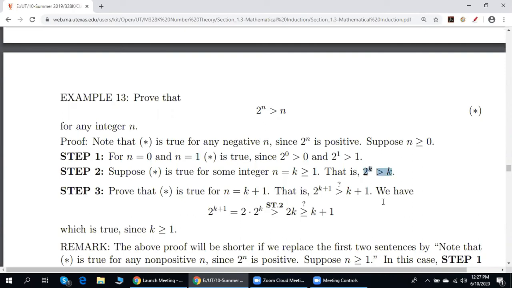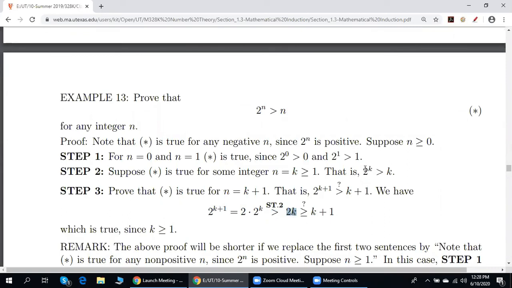That is this. Now, let us prove that this is true for n equal to k plus 1. Namely, this. Here's how we do it. Let us start from the left-hand side. Note that 2 to the power k plus 1 is 2 times 2 to the k. By step 2, this is greater than this.